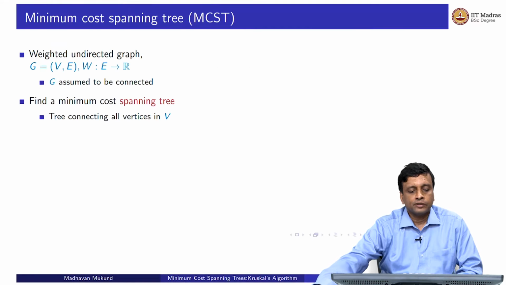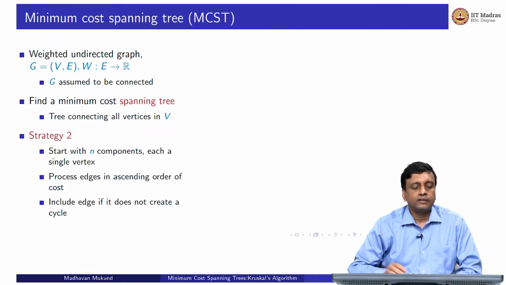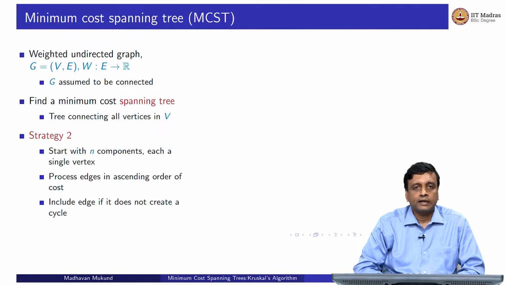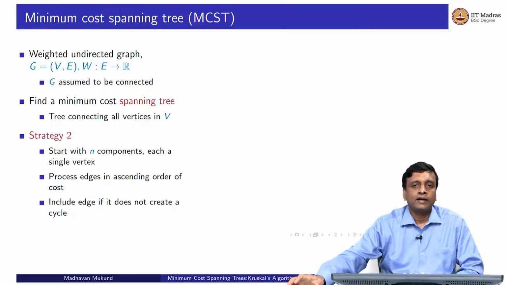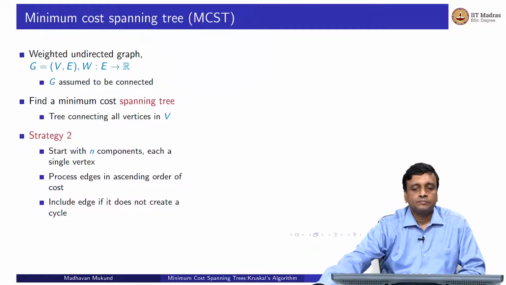So in Kruskal's algorithm, what we do is we start with n components. So we think of each vertex as an isolated component, and then we try to combine components with the shortest edge available to us. So we process the edges in ascending order, and each time we come across an edge, we include it. In other words, it grows the tree by merging two components, provided it doesn't create a cycle.